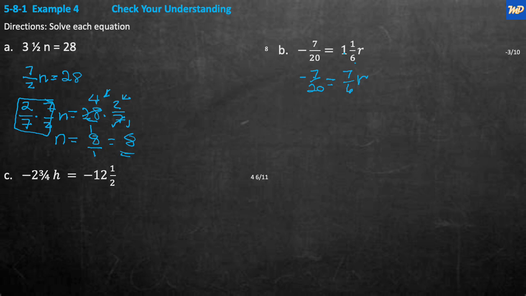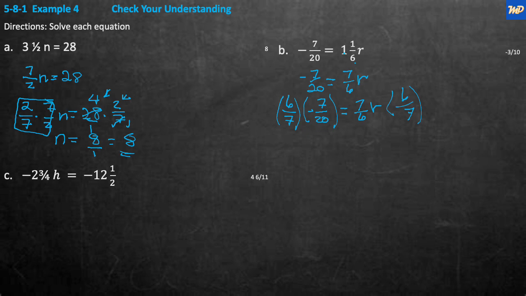And in order to get rid of this coefficient of r and make it a 1, we have to multiply by the reciprocal of 7/6, which is 6 sevenths. So we're going to multiply both sides by 6 sevenths. I'm going to multiply this side, 6 over 7, I'll put parentheses around it, times negative 7/20, equals 7 over 6 r times 6 sevenths.